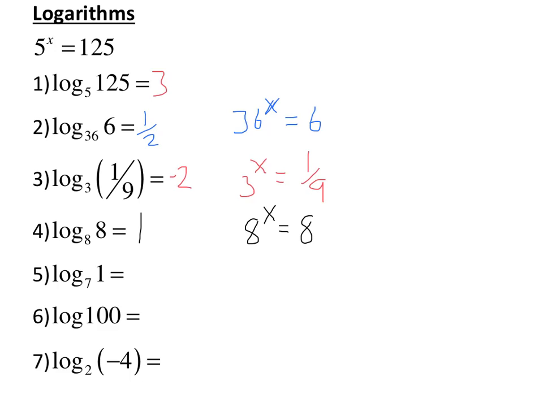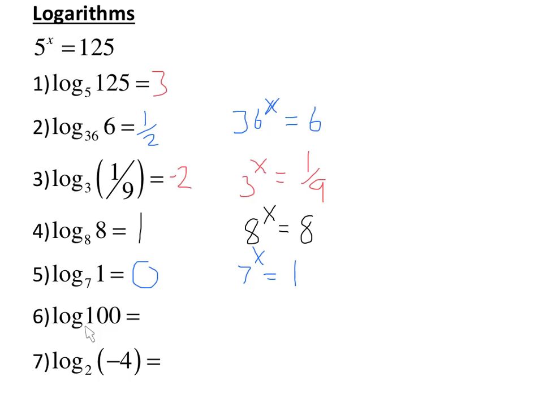Okay, here's another common one. 7 to the what power is 1? Oh, 0. So that would be 0. So do you think every time you have a 1 here, it's going to be 0? Yeah, it will.